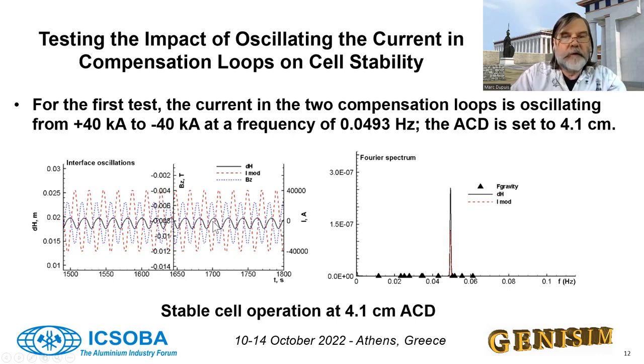And this is the resulting metal-bath interface fluctuation. So it is completely stable because it's not growing. It is at 4.1 centimeter ACD, so an ACD that would be unstable without this oscillation of the compensation current. So that's the first test.